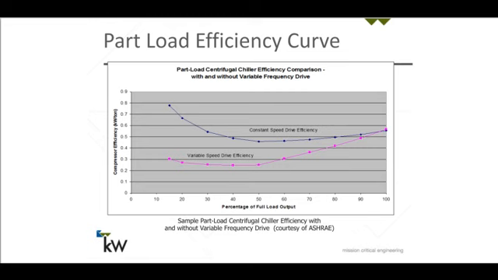Part load efficiency curves. If you apply a variable speed drive to your chiller, you significantly improve the efficiency of the chiller. Over at the right side, you can see that the purple line and the blue line intersect when those chillers are both operating at 100%. You see the 0.565 kilowatts per ton.